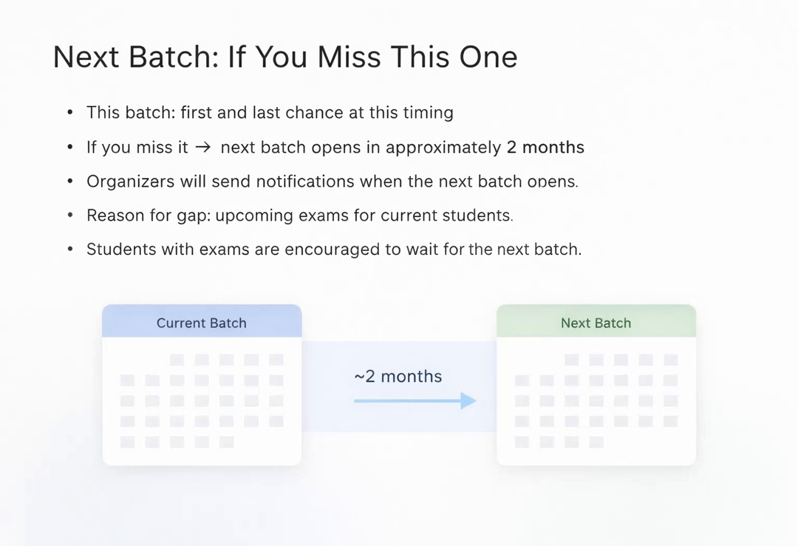If you can't join this batch, don't worry, there will be a next one. The next batch is expected to open in roughly 2 months. The organizers will send out notifications when it does, so you won't miss it. The reason for the gap is that many current students have exams coming up, and it wouldn't be fair to run an internship during that period. So if exams are your concern right now, it's perfectly fine to wait for the next batch and join then.